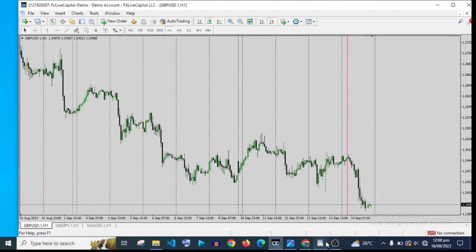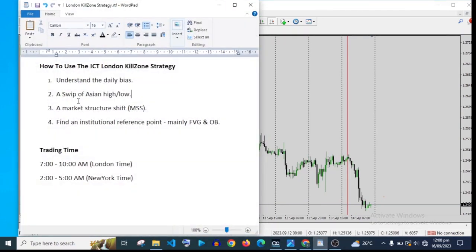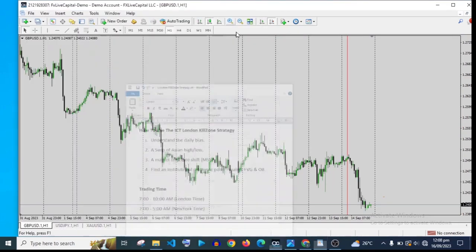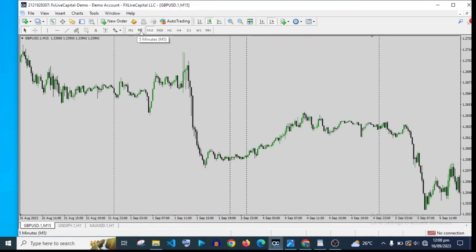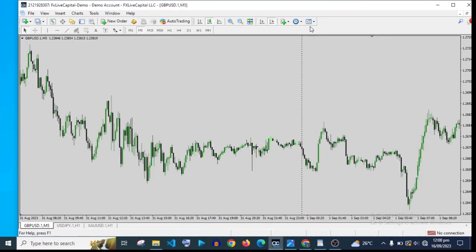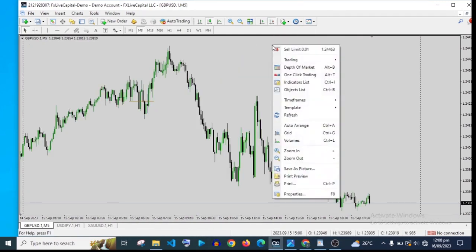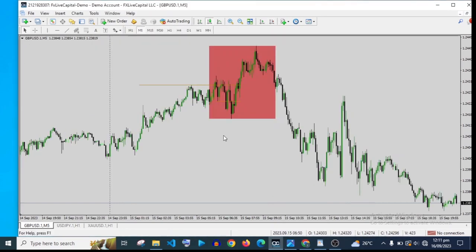Since we've gotten the daily bias, the next thing we want to look at is number 2, which is a sweep of the Asian high and low. In order for us to do this, we need to go down to the lower time frame. Okay, we need to go down to the 15-minute or the 5-minute time frame. I would like to use the 5-minute time frame myself. So now it's time for us to get our indicator. I'm using the indicator just for you guys to easily understand these things. So this is of course the high of Asia and this is the low of Asia.